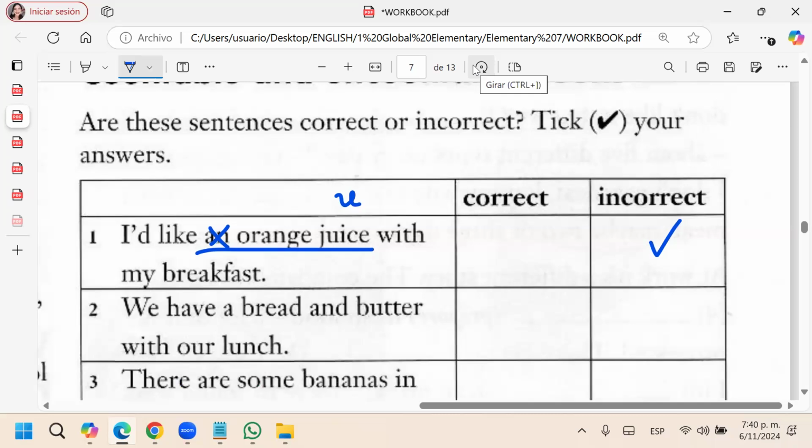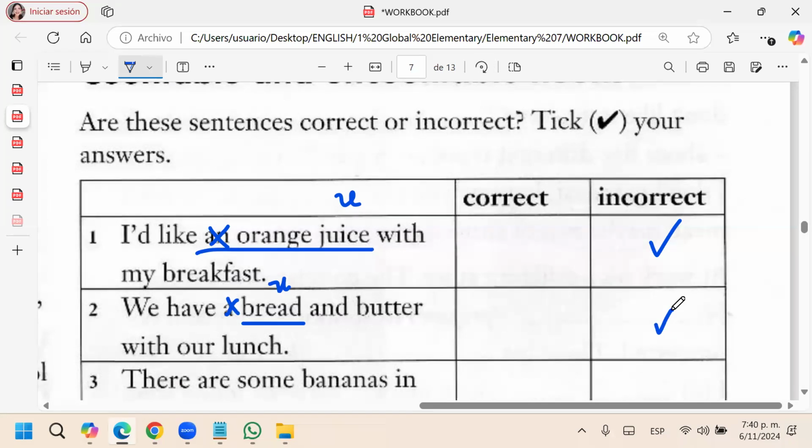Bread sería countable. What is bread? Bread is uncountable. El pan es incontable. Sandwiches and hamburgers are countable, but the word pan, bread, is uncountable. It's the same as the last one: with bread, the letter A, no, we don't need it. We have bread and butter.